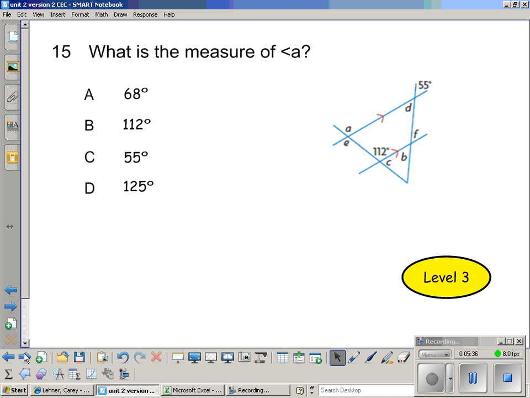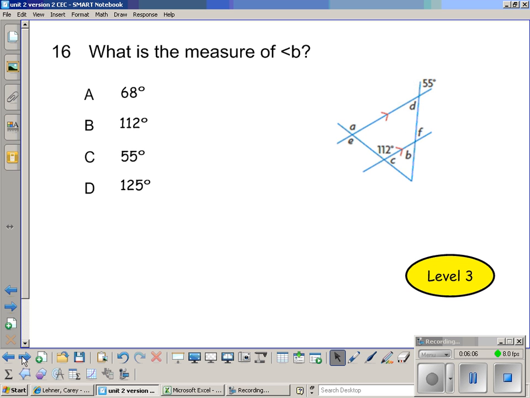What is the measure of angle A? This is getting to be a little more complicated type of question. If you look at the two parallel lines, A corresponds to the angle measure that is 112 degrees. Both of those angles are above their respective parallel lines to the right of the transversal. And corresponding angles are congruent, so angle A is 112 degrees, which is B.